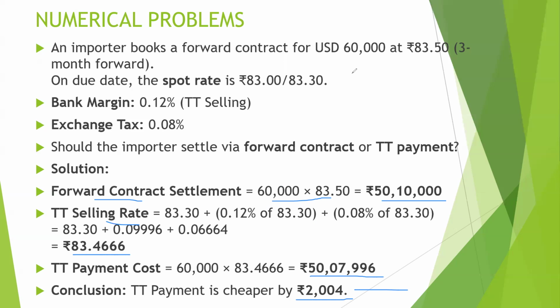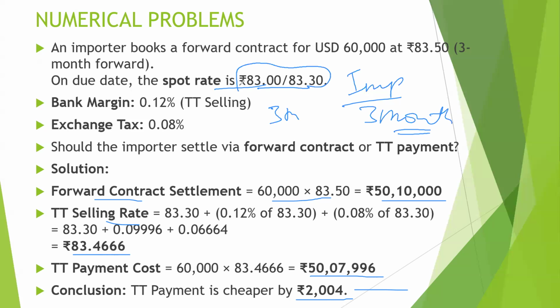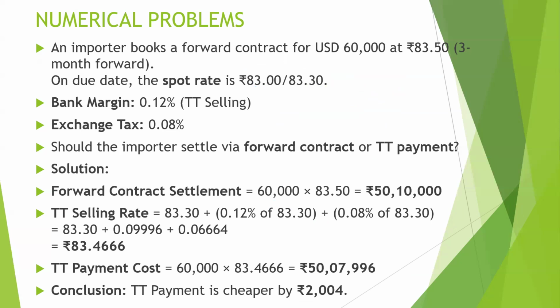But in this question, it is not given whether the importer has to make the payment now or after 3 months. That thing is not told in this question, so we will not talk about that. But for your information, if it is given that the importer has to make the payment in the future, then how will he know? The spot rate will change after 3 months. The spot rate will not be the same, so that question will be different. Okay, so as per this question, the importer will settle by TT payment, and TT payment is cheaper by 2004 rupees. So like this, we have more than 20 to 30 questions like that, and they are available on our app, which you can visit and solve.